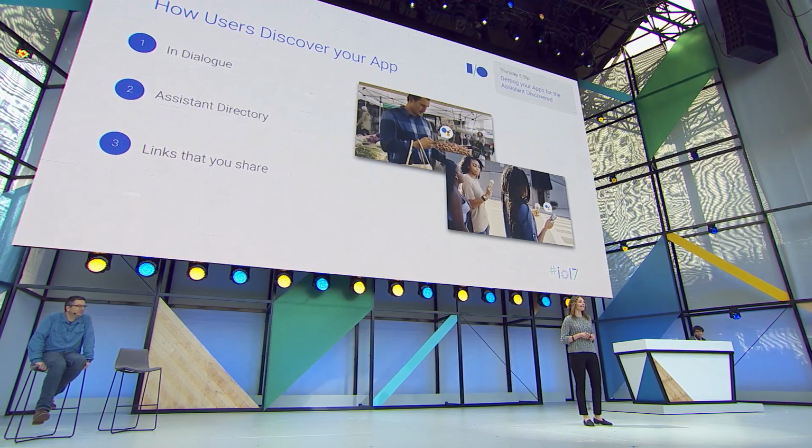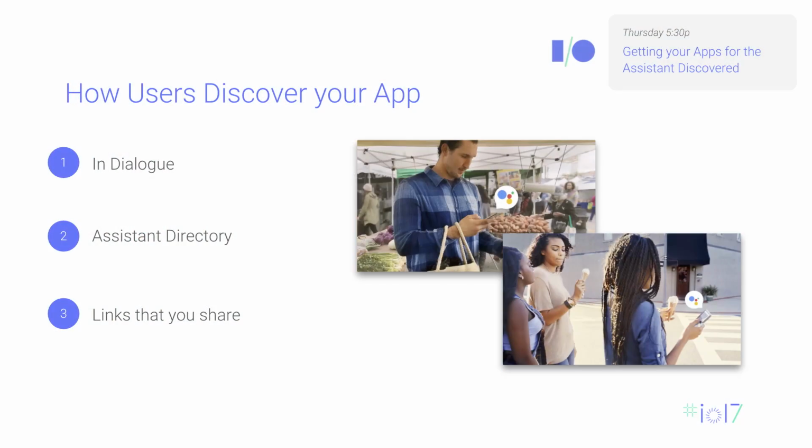So as a recap, the way that you can grow discovery of your Assistant app is, one, in dialogue, so directly in the conversation with the user, both implicitly and explicitly. Two, through the Assistant directory. And then three, through links that you share. So we know if you're building a recipe app that helps you cook breakfast for your family, or a fitness app that helps someone keep their routine, your users are out there looking for you. And our goal at Google is to help connect you to your users. And with that, I'll hand it back to Brad to wrap up.